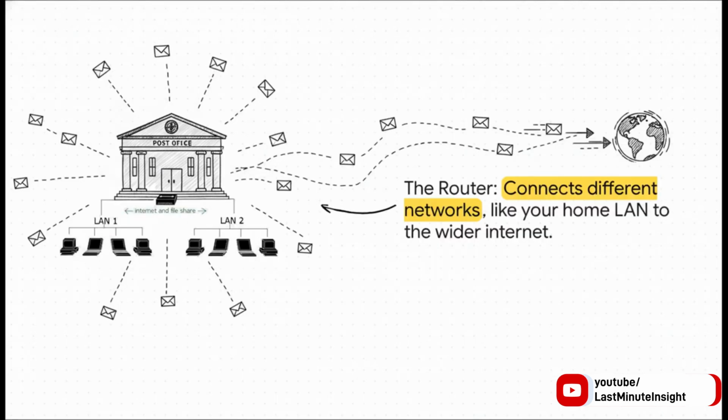connections. But wait, a local mailroom is great for delivering mail inside the building. But what if you need to send a letter to another city or another country? Well, for that, you need something bigger. You need the major city post office, the one that connects to the big highways. And that right there is the perfect job for the router, truly the workhorse of the internet.